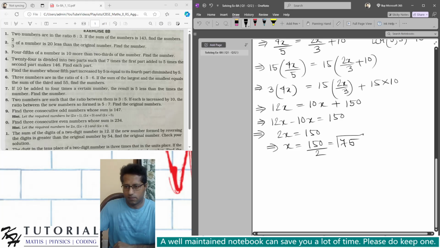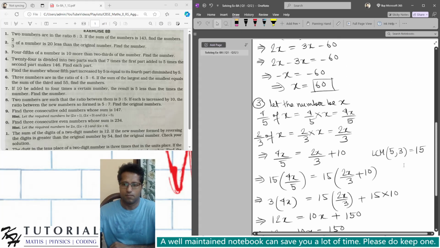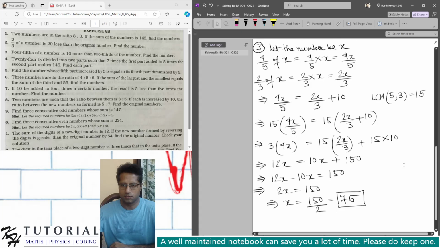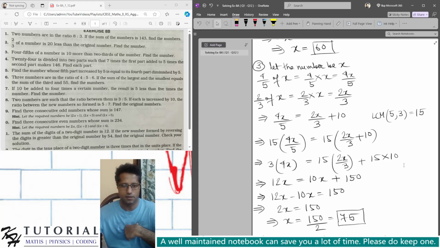So the number is 75. Now I might be making some calculation mistake. It is highly possible that I will make a silly mistake in calculation and my result will be incorrect. I am not focusing on that. My primary focus is to understand the problem, translate the problem properly into a linear equation, and then solve the linear equation using the correct methods, that is applying the rules correctly to solve the linear equation.